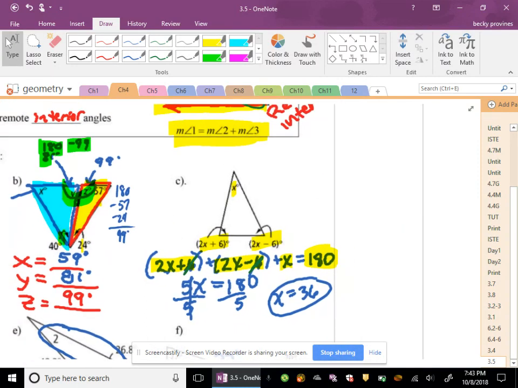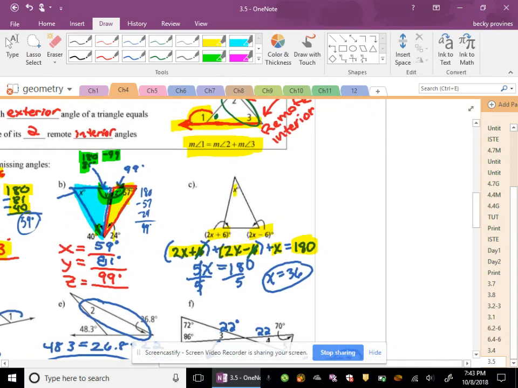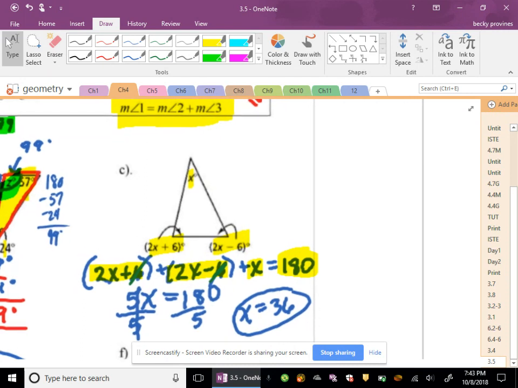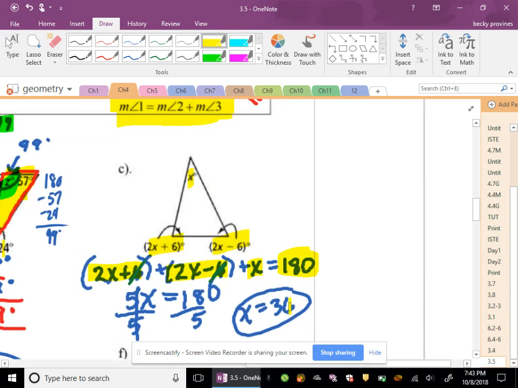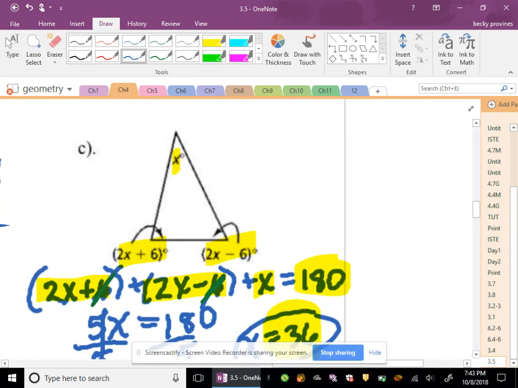Now I'm going to go back and read these directions. It says find all the missing angles. Now, technically, we found x. I did not find the missing angle. So let's go ahead and complete this problem. This top angle is just x, so it is 36. How do you find the other angles?